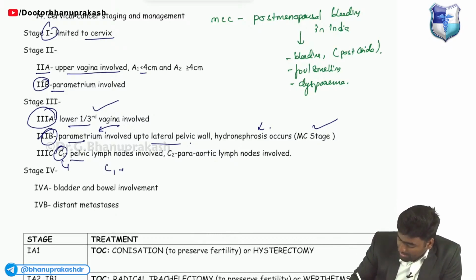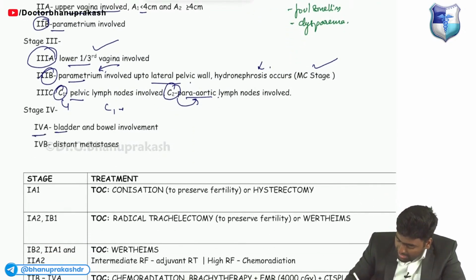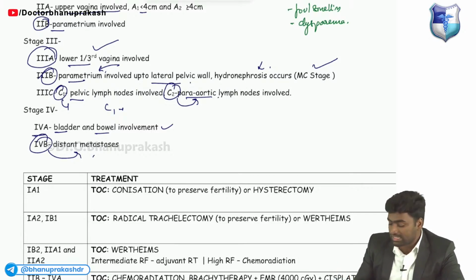C1 is the pelvic lymph node. C2 is the para-aortic lymph node. Fine. And next, 4A is the bladder and bowel involvement, and 4B is the distant metastasis.